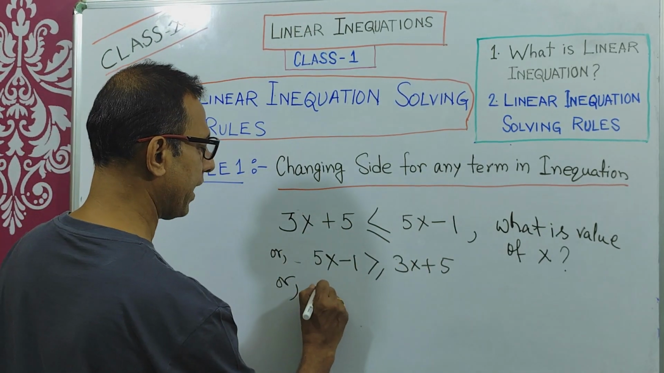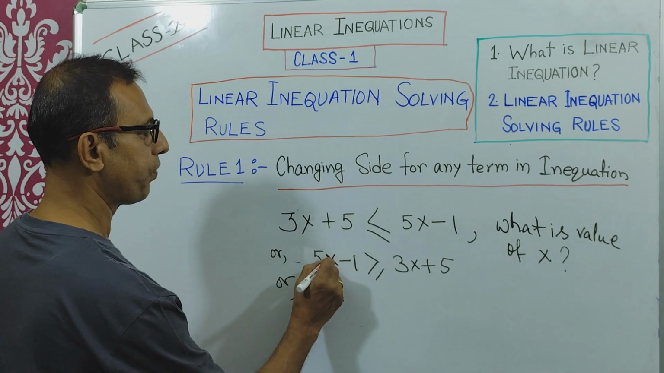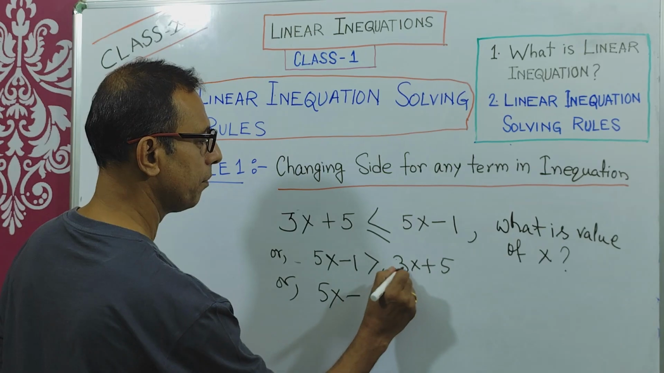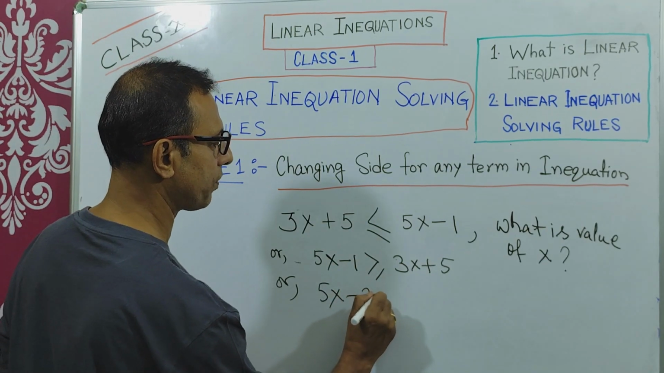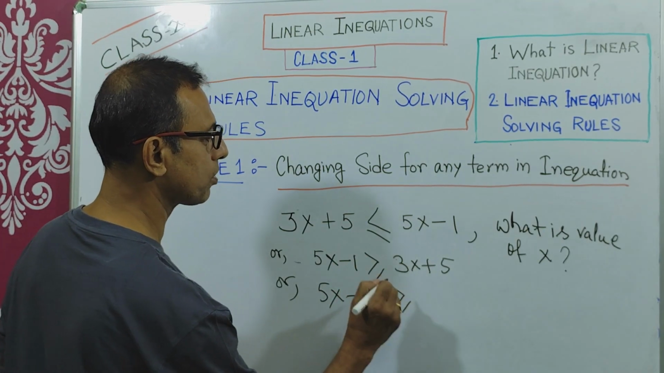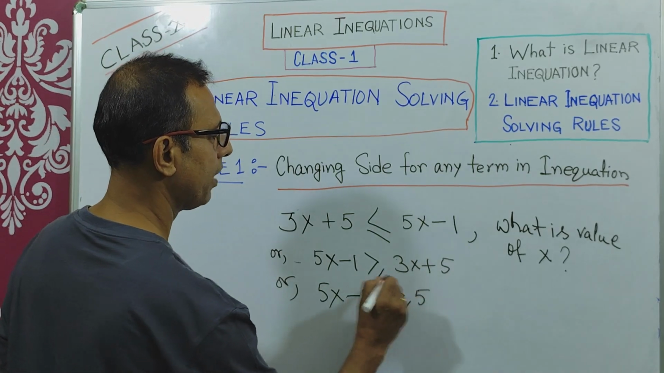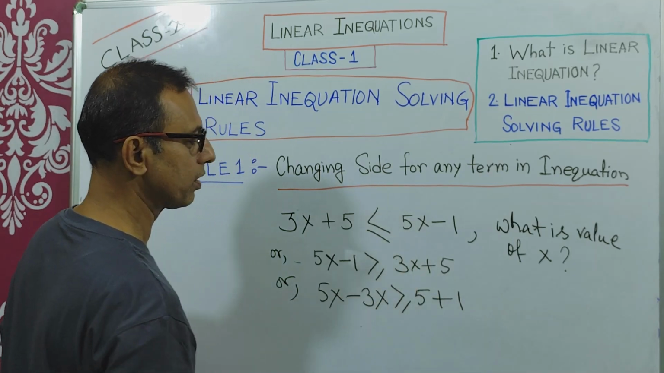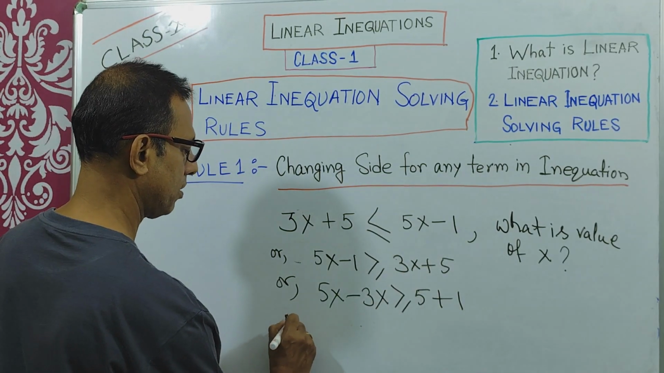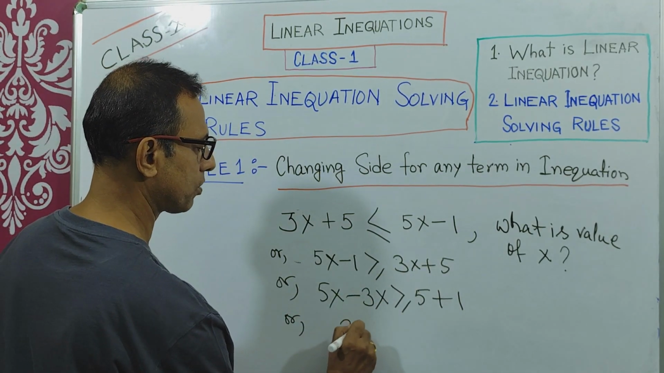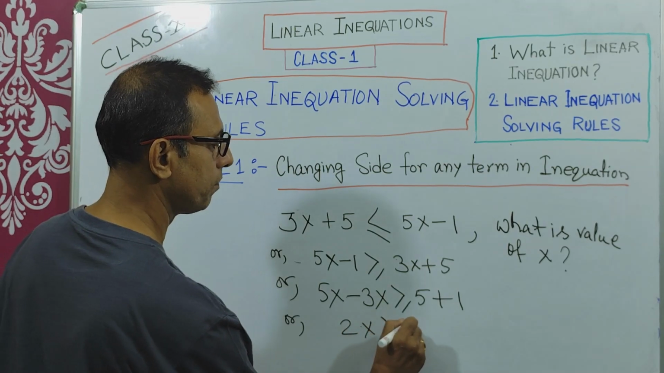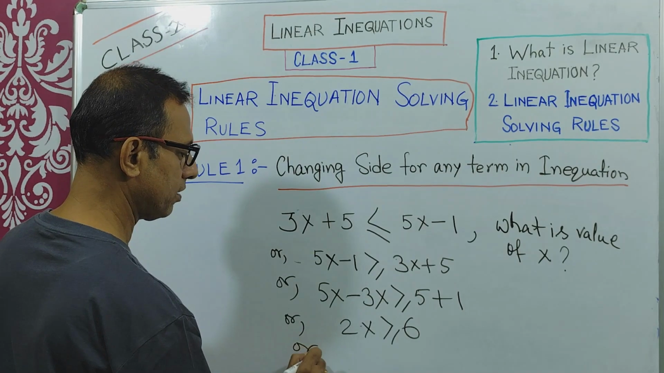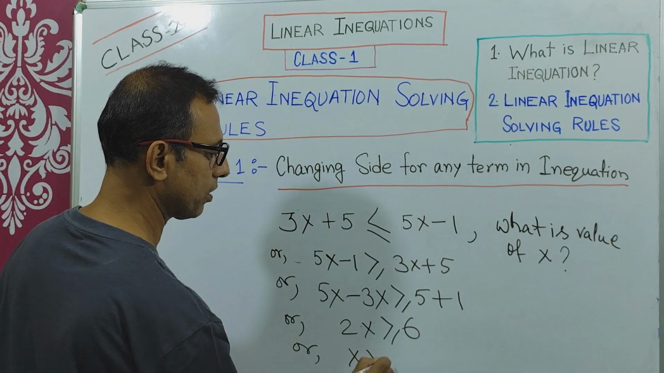Now you take the variable to this side. So 3x is coming to this side. That means plus 3x will be changed to minus 3x. 5x minus 3x greater than or equal to 5, and minus 1 will go to that side, so it will be plus 1. 5 plus 1 is 6. So 5x minus 3x, 2x, greater than or equal to 6. And then you divide both sides by 2. That means x greater than or equal to 3.